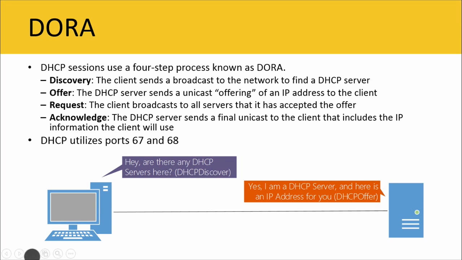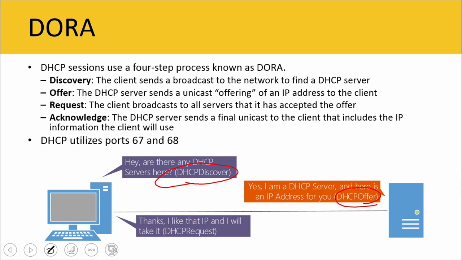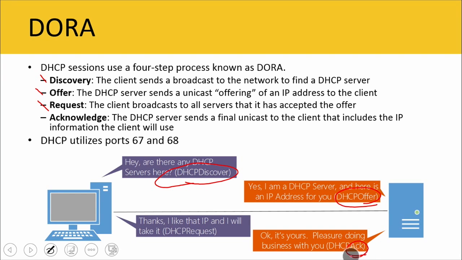That's the discovery process, right? Next, that server is going to respond, and it sends a unicast message offering an IP address to the client. Then, of course, I'm going to check these off as we walk through them. We have a request where the computer says, hey, I would really, really like that IP address. Please send it over to me. And then the DHCP server sends a final unicast message to the client that includes the IP information, right? So there's ACK, which is short for acknowledgement.